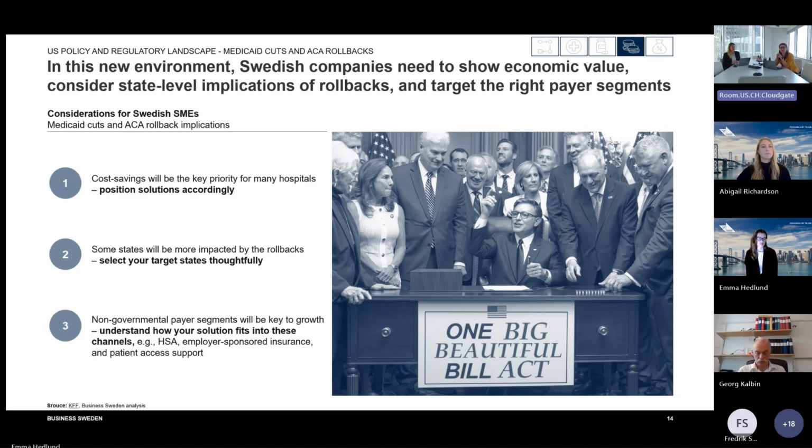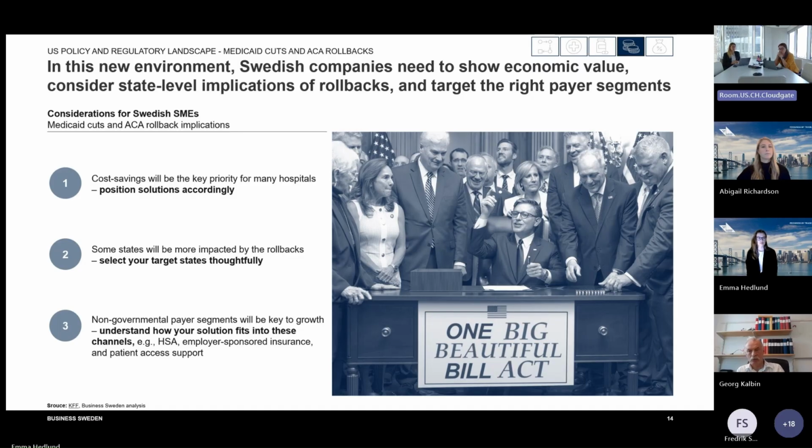And then you can use that. There's also employer-sponsored insurance, which is going to be more attractive for employees if there are no other government programs. And then patient access support, those are programs by pharma companies, for example, where one can get rebates or certain payment plans to access drugs more easily. So I think these payer segments are going to be important to look at, just to see new target audiences, or additional ones, for your products.